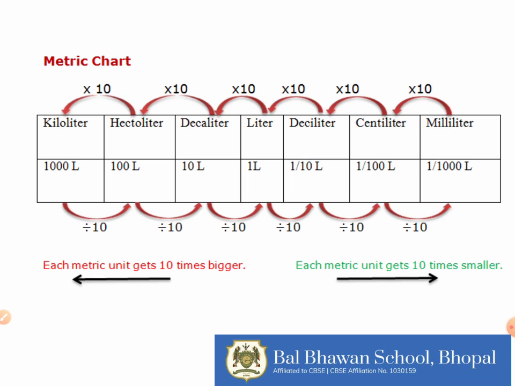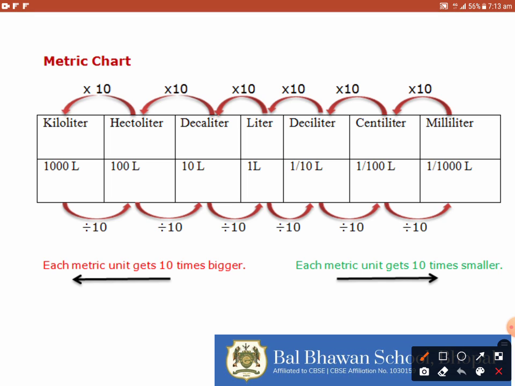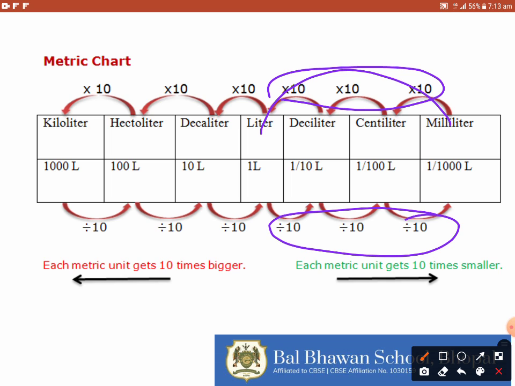If we have to convert a bigger unit into smaller, for example, converting liter into milliliter, we can count the number of tens in between them. So there are 3 tens, that makes 1000. It means converting liter to milliliter, we multiply by 1000. Similarly, if we convert milliliter to liter, of course we divide by 1000.